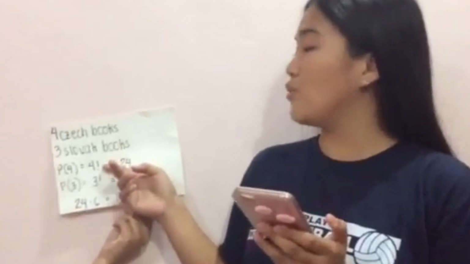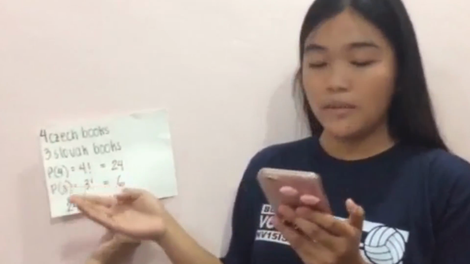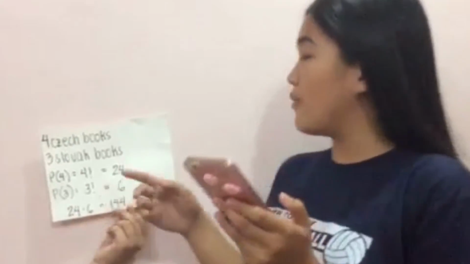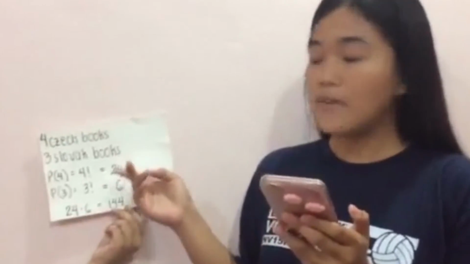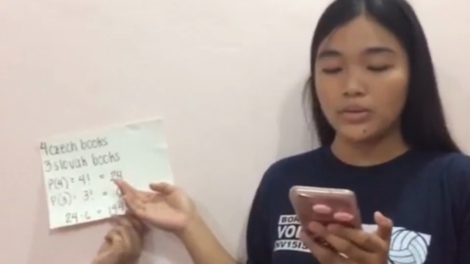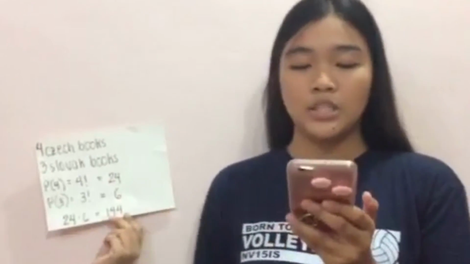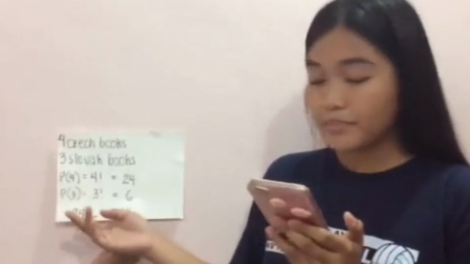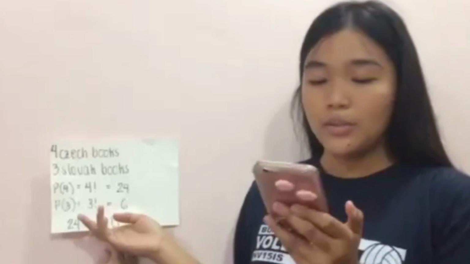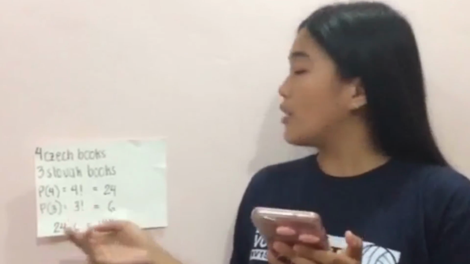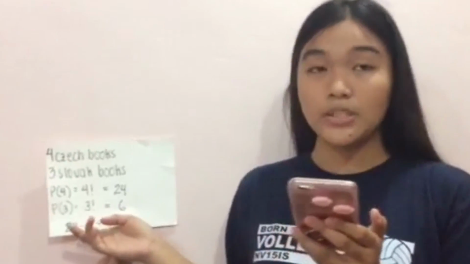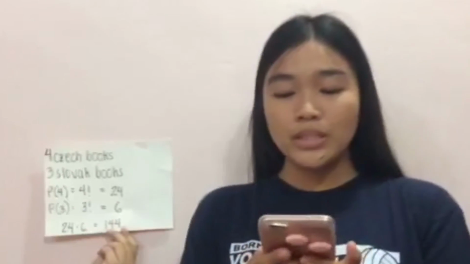The permutation of 4 is equal to 4 factorial, and then the permutation of 3 is equal to 3 factorial. 4 factorial is equivalent to 24. And 3 factorial is equivalent to 6. To get the final answer, we need to multiply the two given. So it will become 24 times 6 is equal to 144. The books can be arranged in 144 ways.